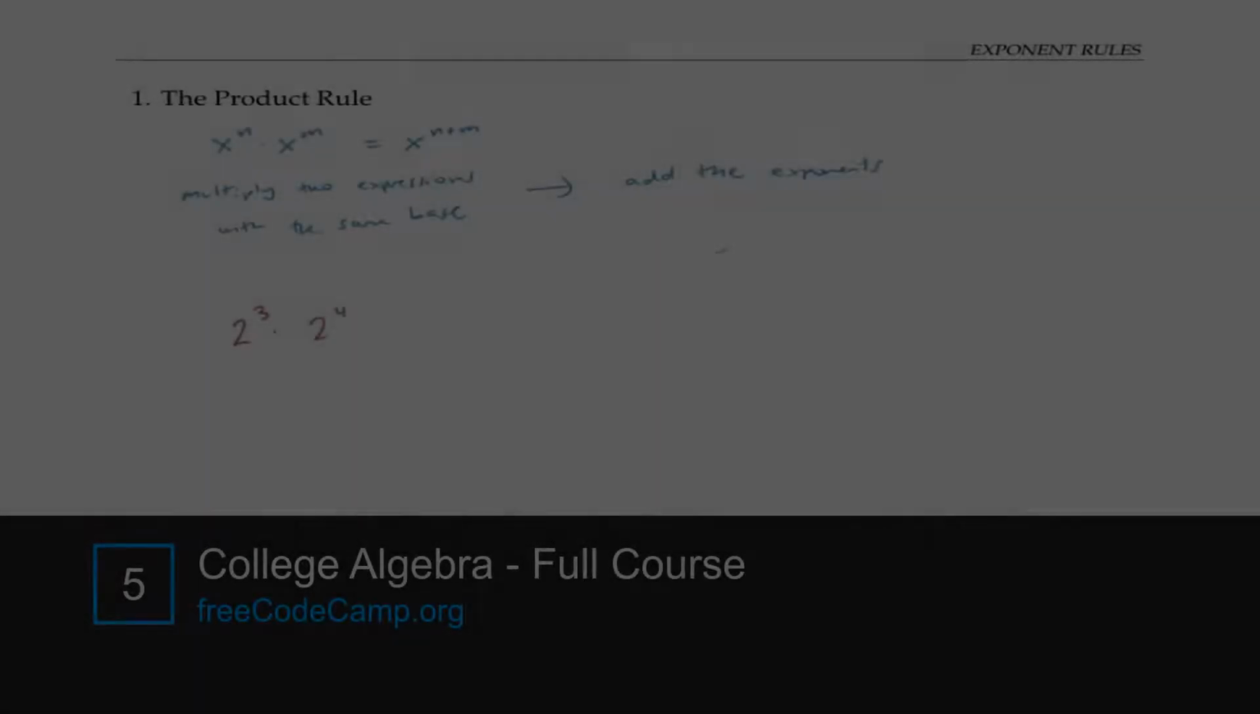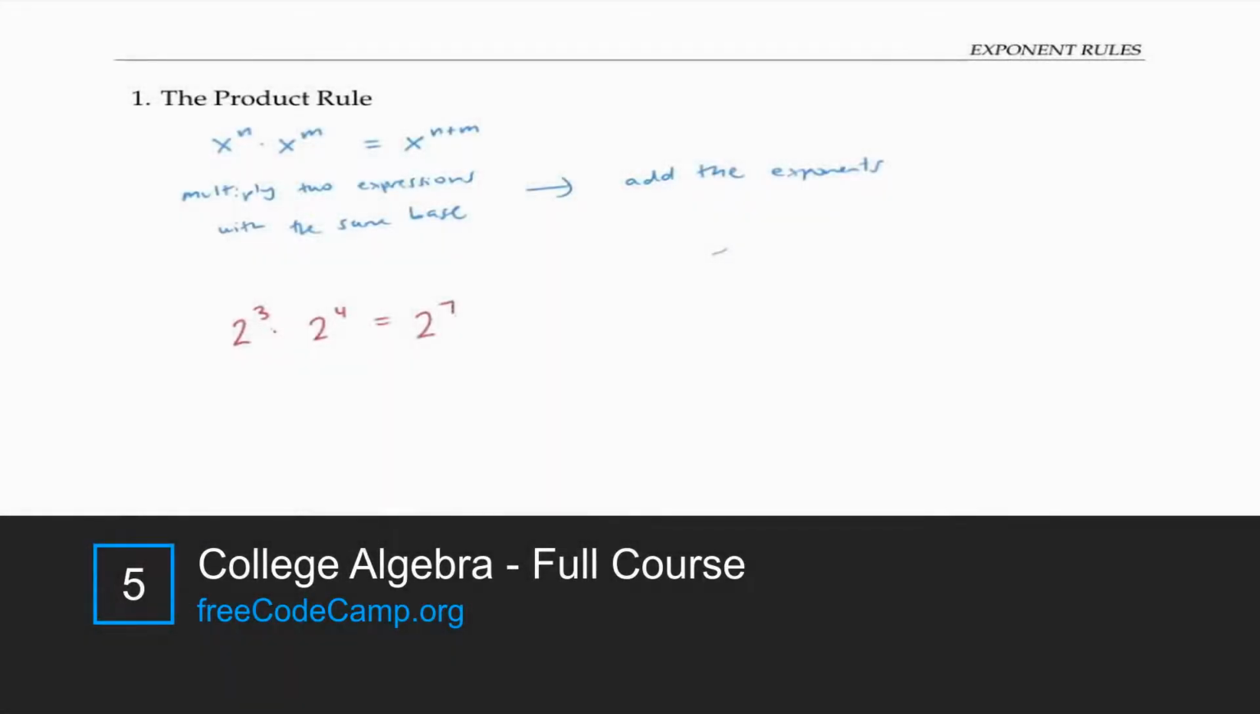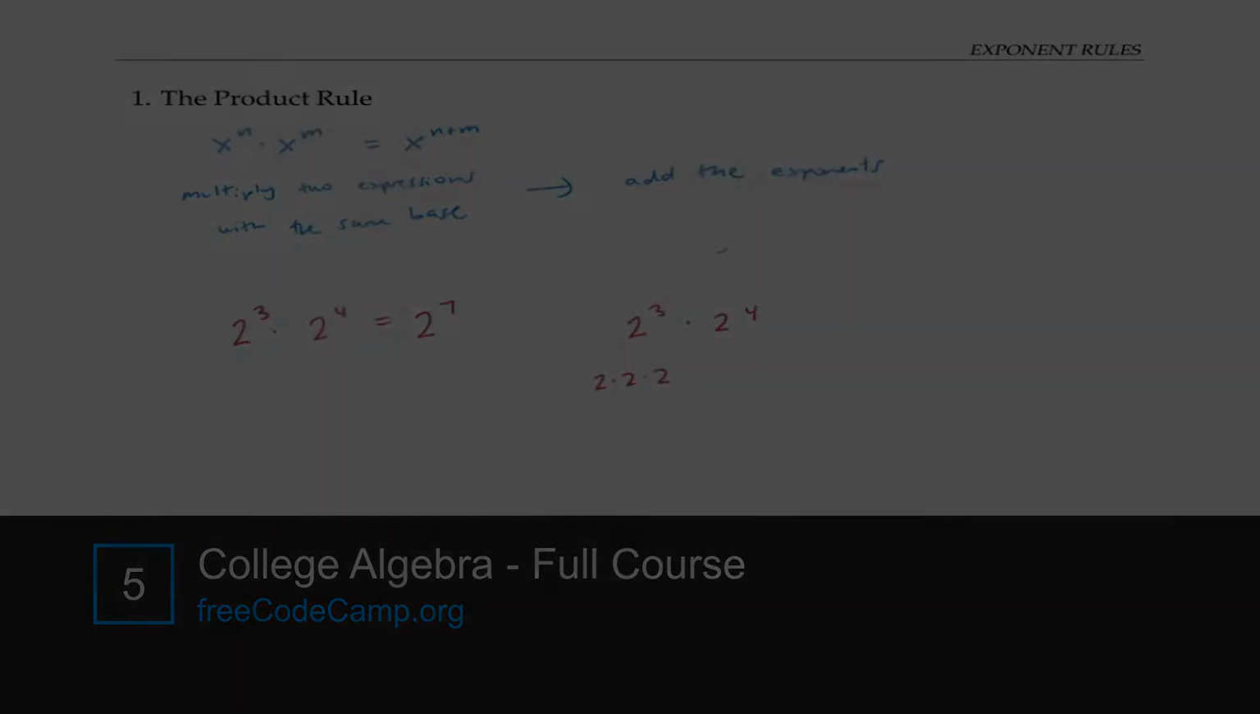Times 2 to the 4th, that's equal to 2 to the 7th. And that makes sense because 2 cubed times 2 to the 4th means I multiply 2 by itself 3 times.